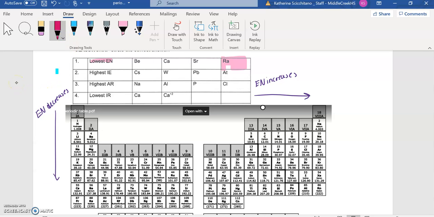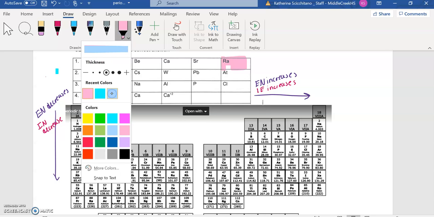So this question is asking for our highest ionization energy. So again, if you remember, ionization energy is going to increase as we go left to right across the periodic table, and it's going to decrease as we go from top to bottom. It follows a very similar pattern as electronegativity. But here, I want the highest. So because we want the highest, I am trying to find the highest on the periodic table.